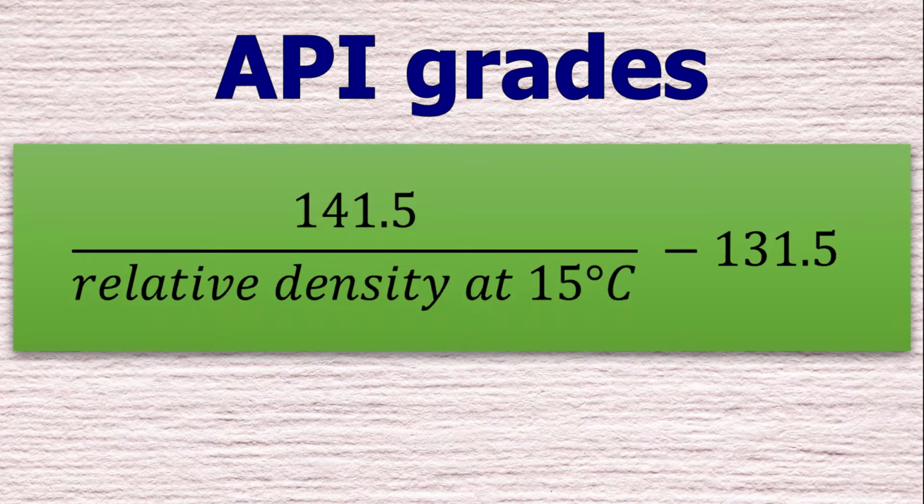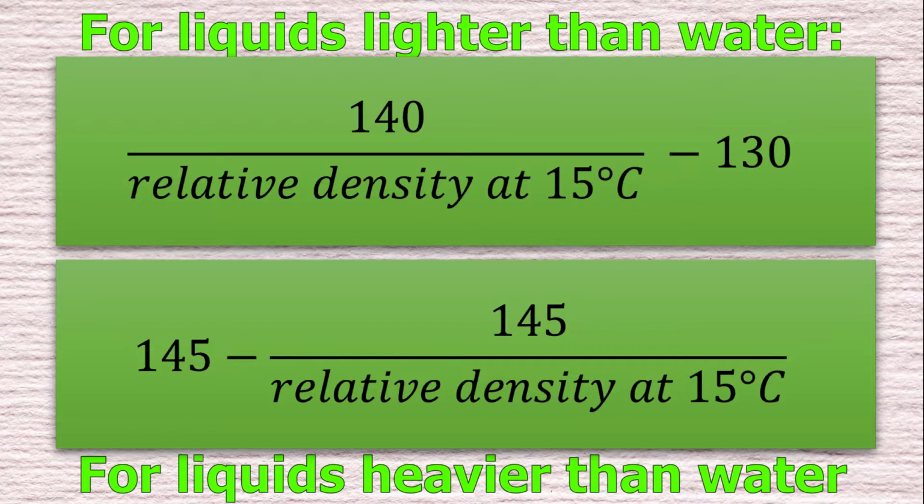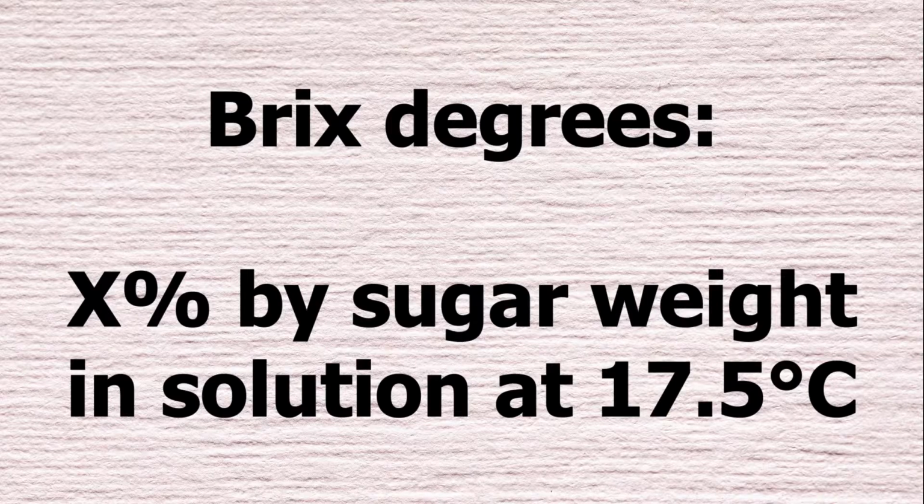Other units of measurement for density are the next ones. These are the API grades used in petroleum products, which are standardized by the American Petroleum Institute. These are the Baumé degrees, used for acids, syrups, etc. These are the Brix degrees, used almost exclusively by the sugar industry, and they represent the percent by weight of sugar in solution at 17.5 Celsius degrees.